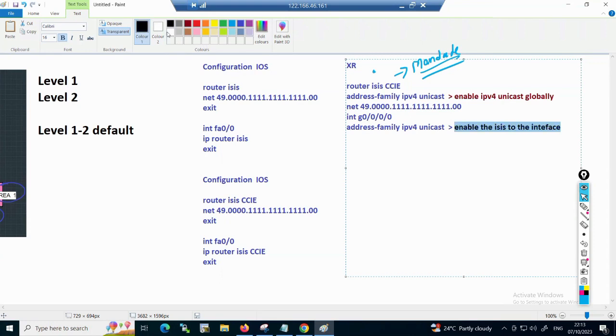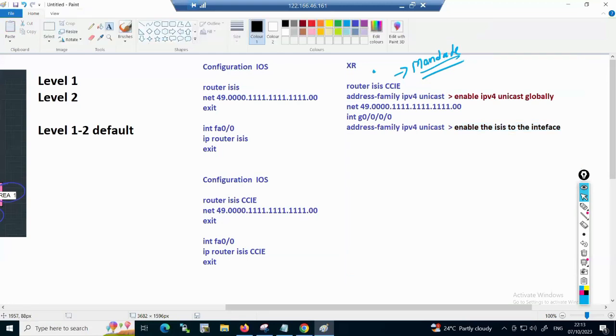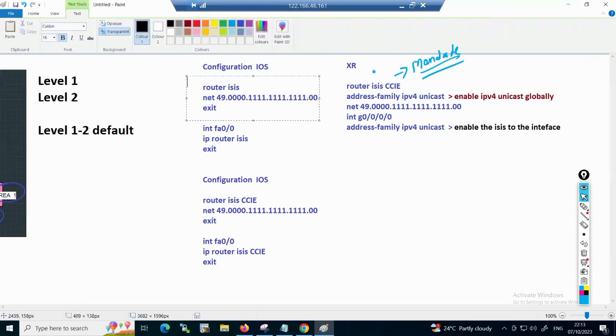So there is a little difference here. I'm not enabling IPv4 unicast in IOS, because IPv4 unicast is enabled by default. But in XR, by default, the address families are disabled. That's why first you need to enable the address family in the global configuration for all the global commands. Global commands, in the sense of what? For example, hello time, hold time, LSP times, maximum paths, all those things.